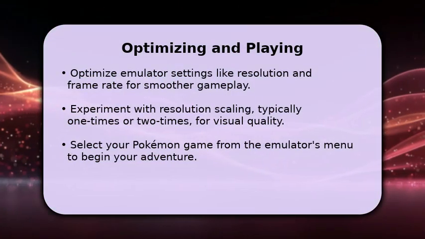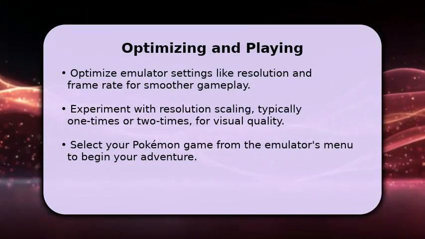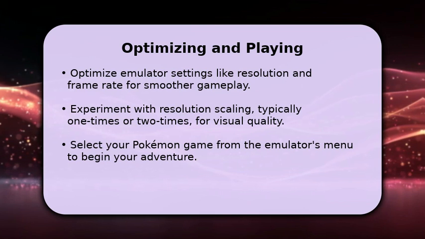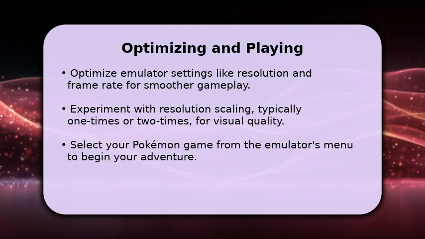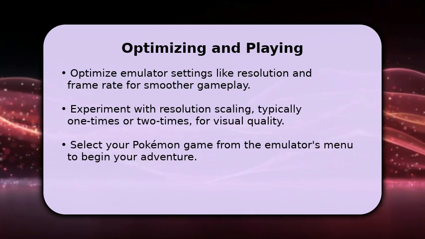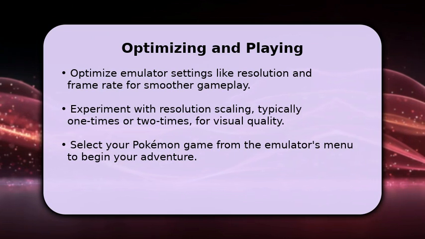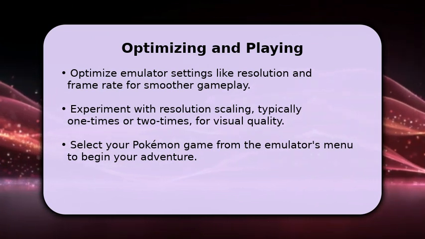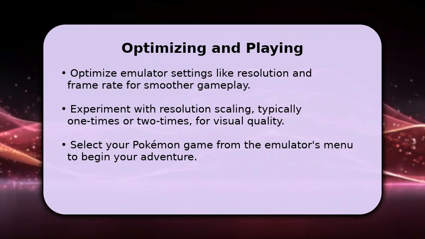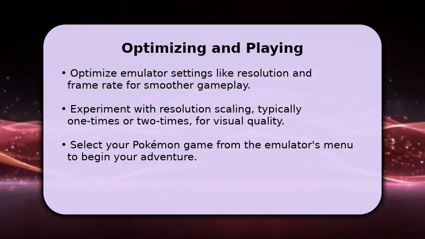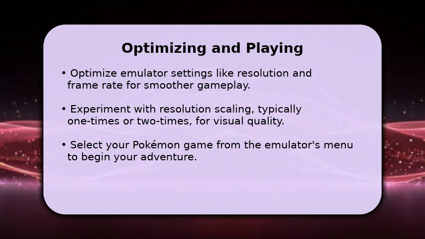For the best experience, adjust the emulator's settings. Experiment with resolution scaling, typically 1x or 2x, and frame rate limits, aiming for 30 or 60 frames per second, depending on your device's power. Once configured, simply select your Pokémon game from the emulator's menu to start playing. Enjoy exploring the Alola region and catching all your favorite Pokémon on the go.